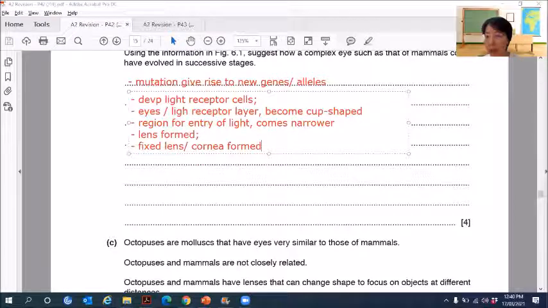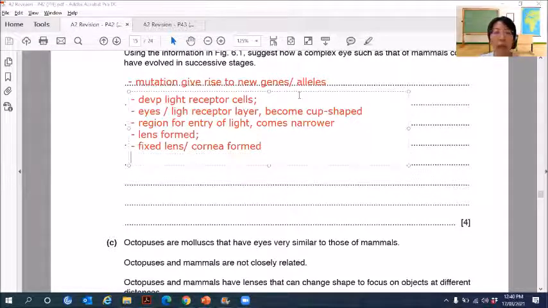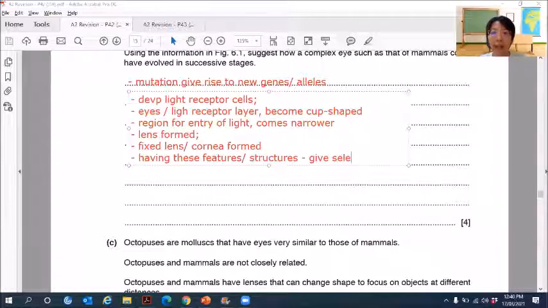Okay, and of course, why do they exist is because having these features or structures gives selective advantage to the organism, and that's why they exist. Right, so first is formation, and having those structures gives selective advantage. So therefore they exist. So this is another marking point for this question.